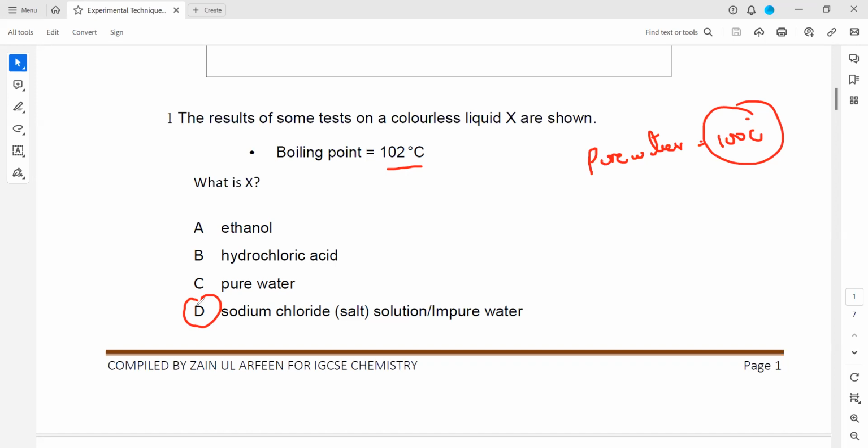If it was ethanol, the boiling point of ethanol is 78, so it should be a bit more than 78, like 80, 82, 84, but it cannot be 102.